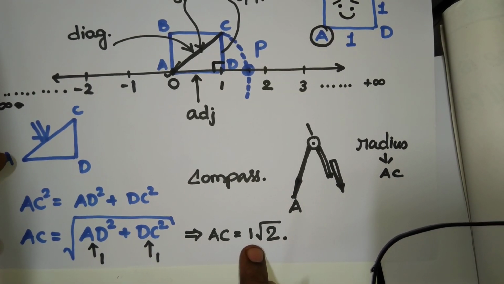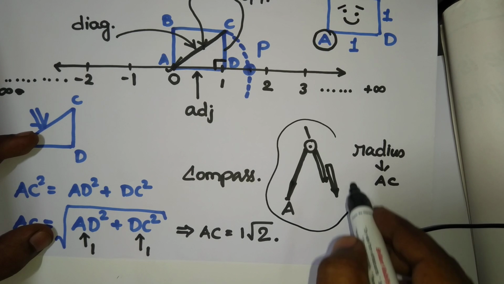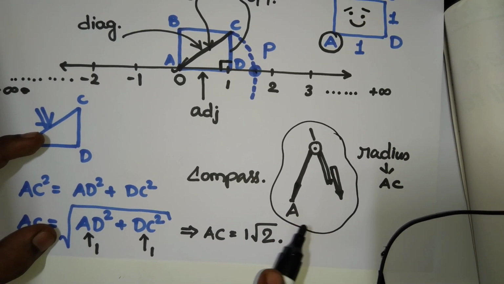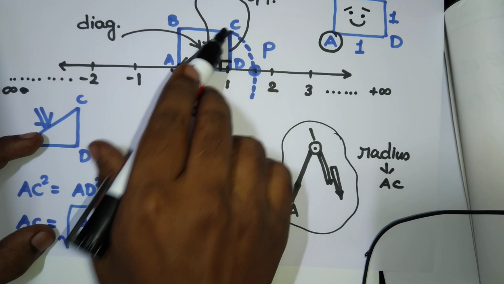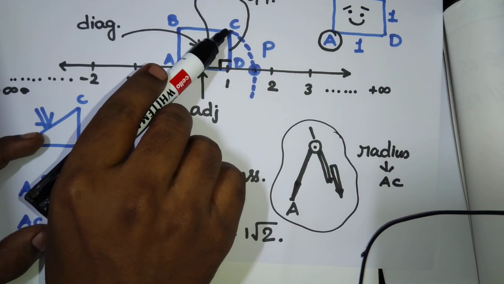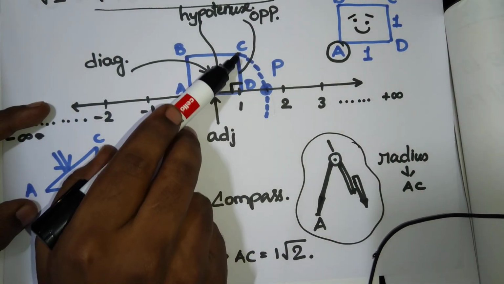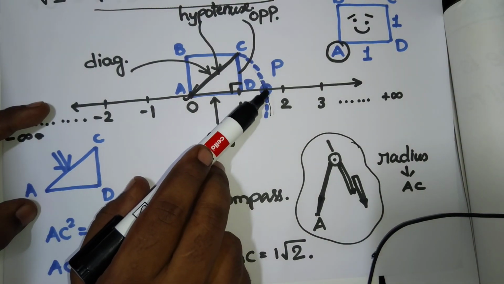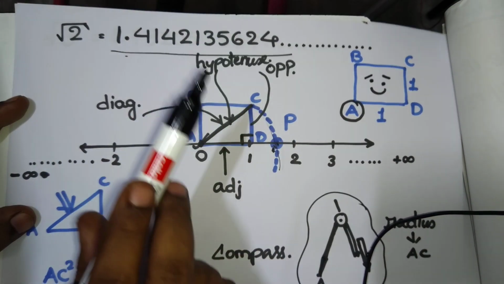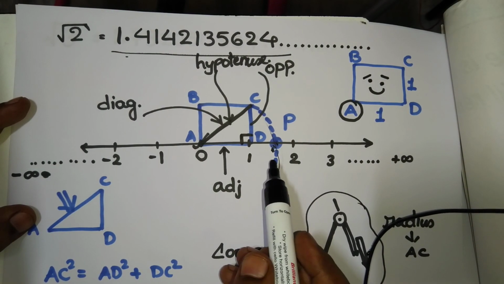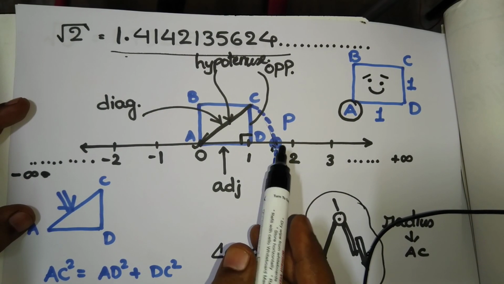Once we obtained AC is equal to square root of 2, we took a compass. This is your compass, adjust your compass like this. You fix this compass at point A. Now with AC as the radius, we drew an arc like this, and this arc intersects the number line at this point P. Now this point P is nothing but this beautiful number 1.414213 and so on. See, our attempt in finding this real number on the real number line is successful.